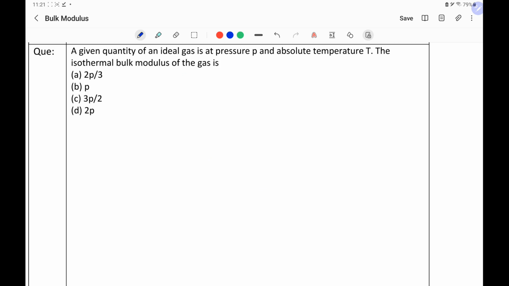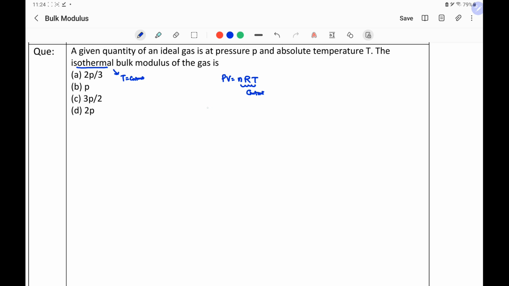First question is, a given quantity of an ideal gas is at pressure P and absolute temperature T. The isothermal bulk modulus of the gas is. For ideal gas, equation is PV equal to nRT. P is the pressure, V is the volume, T is the temperature of the gas, n is the number of moles of the gas, and R is the universal gas constant. And for isothermal process, temperature is constant. Therefore, this right hand side term is a constant term.